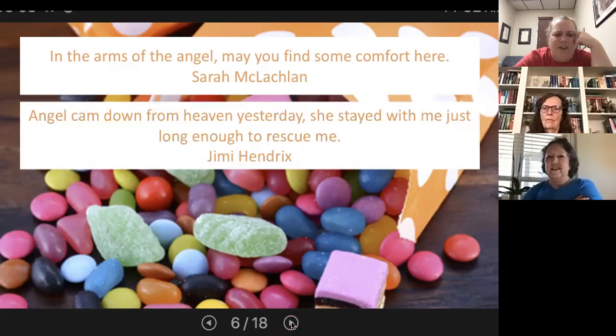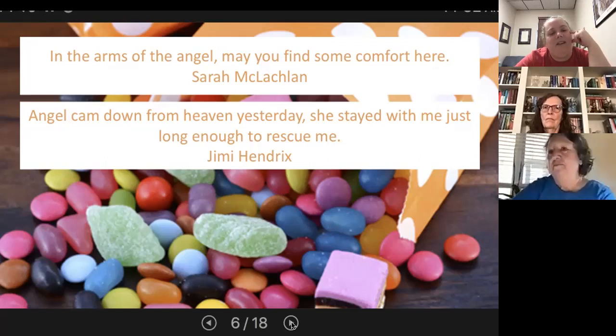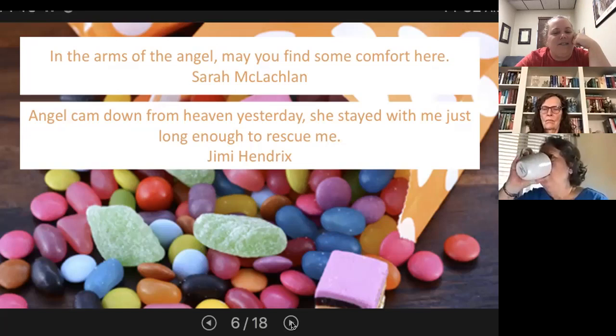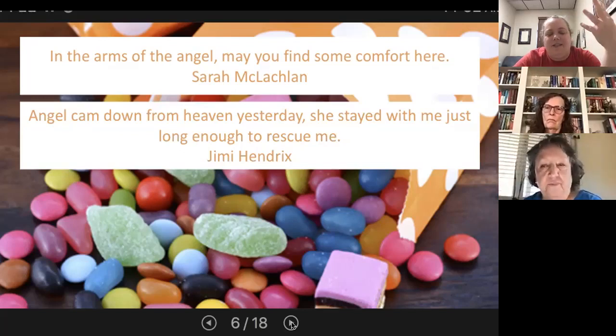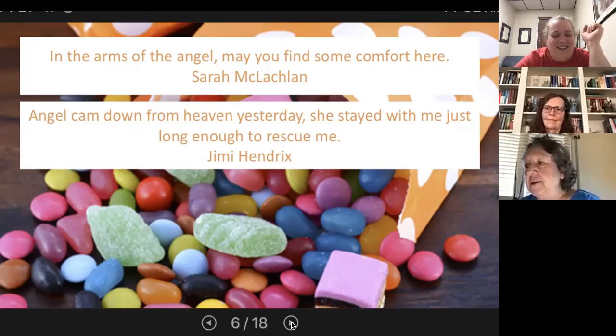Similarly, Jimi Hendrix sang about an angel. He says, "Angel came down from heaven yesterday. She stayed with me just long enough to rescue me." And it's interesting because there's that same idea about rescuing, comforting, protecting, but of course in some songs there's a little bit of that sexual tension implication there, so that's a little fuzzy.